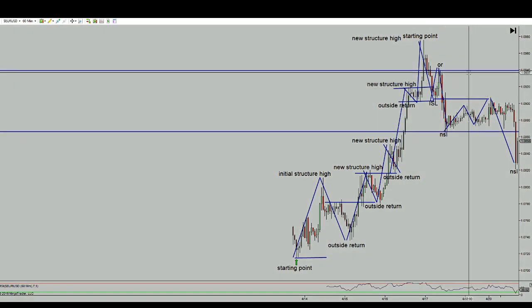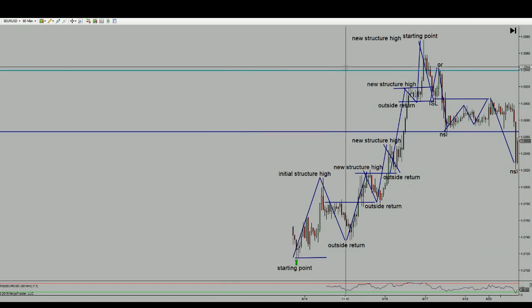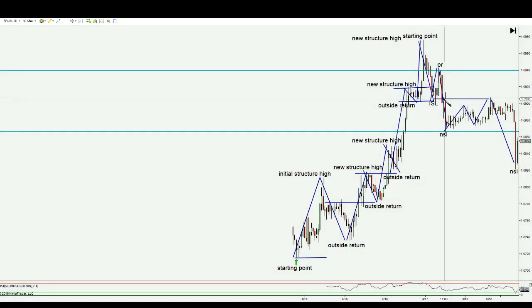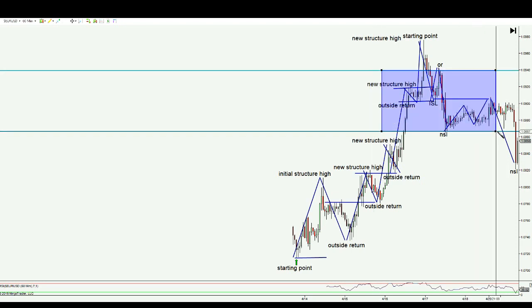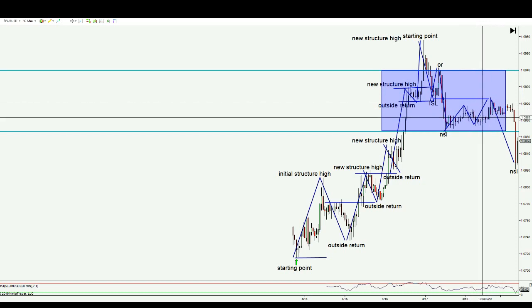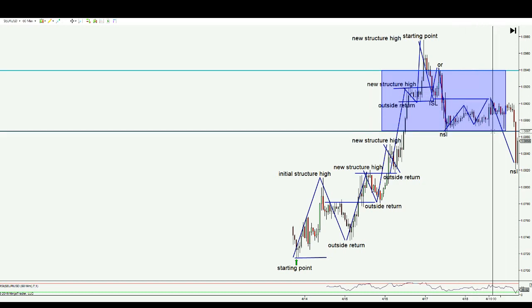Okay, let me change this to a different color so it kind of stands out a little bit. I don't know if that's any better, but because we traded in between this little zone right here, I can do it this way. Because we traded in here without violating outside return, new structure low, I mean, it's really consolidation. One might even consider that some kind of a complex pullback. For me, it's not. It's just consolidation before moving lower.